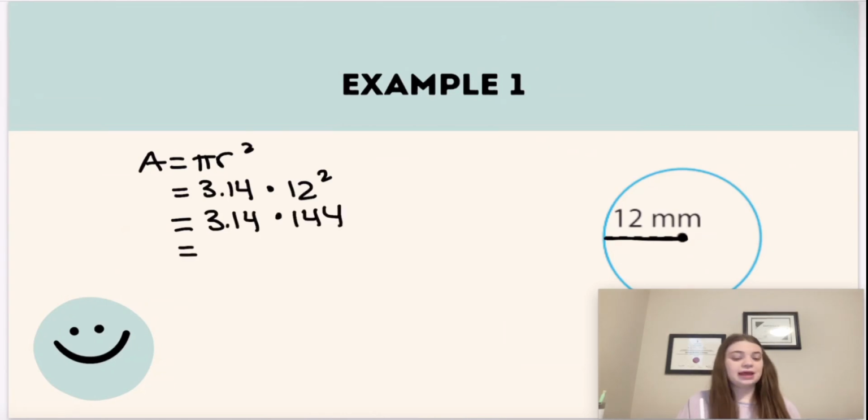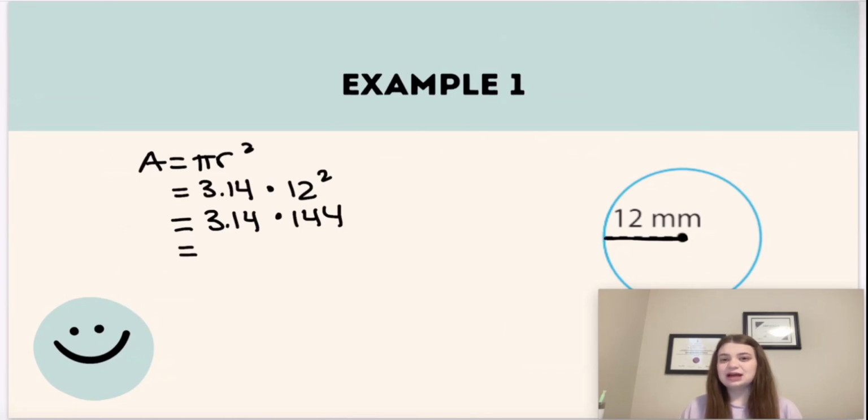And then we're going to grab a calculator and we're going to type in 3.14 times 144. Okay, so 3.14 times 144. The other thing you could do is you could use your pi button as well, and then just round off to the nearest 2 decimal places or however many decimal places your question asks.